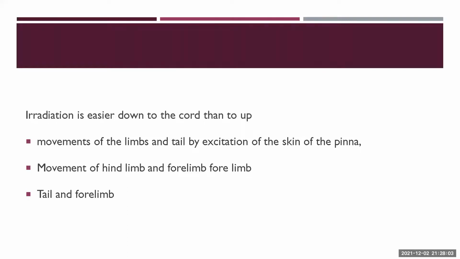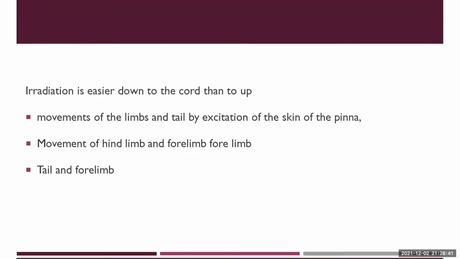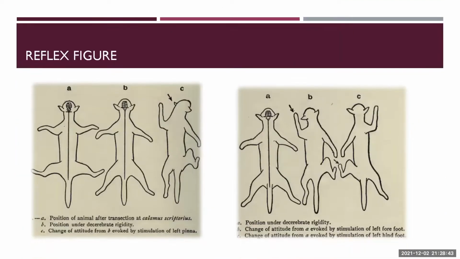And also when he compares the forelimb and the hind limb, when we are giving a stimulus to the forelimb, we can get a response on the hind limb. But we require a more intense stimulus in order to produce a response on the forelimb by stimulating the hind limb. And also in the tail and the forelimb case, if we are giving a stimulus on the forelimb, we can see the response on the tail. But if we are giving a stimulus on the tail, it is difficult to get a response on the forelimb. So that is what he explained in this. So these are the laws of the long reflexes.